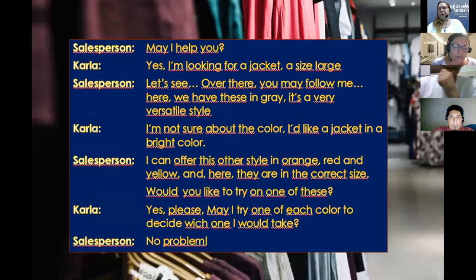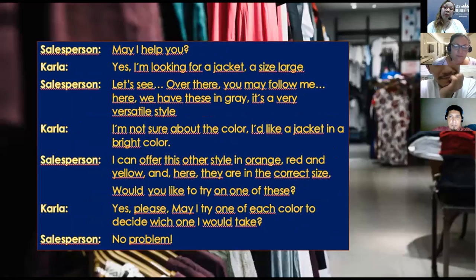Okay. Now, what are we going to do? We are going to retell the story. This is one of the uses because we have to use the past tense, right? Cuando contamos algo, una historia o algo que sucedió, ¿qué utilizamos? Los verbos en pasado, okay? So, I'm going to show you three examples, okay?